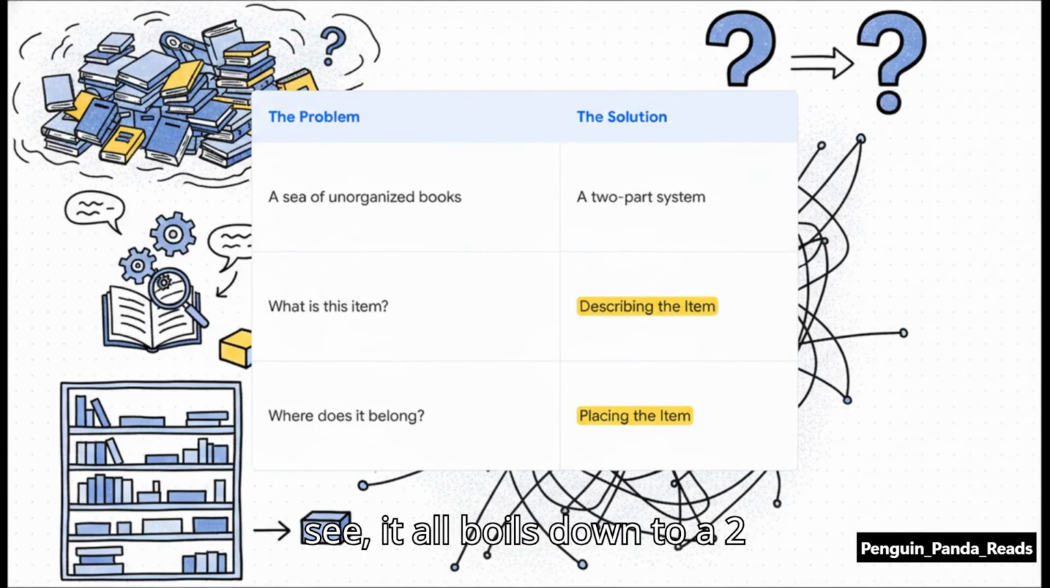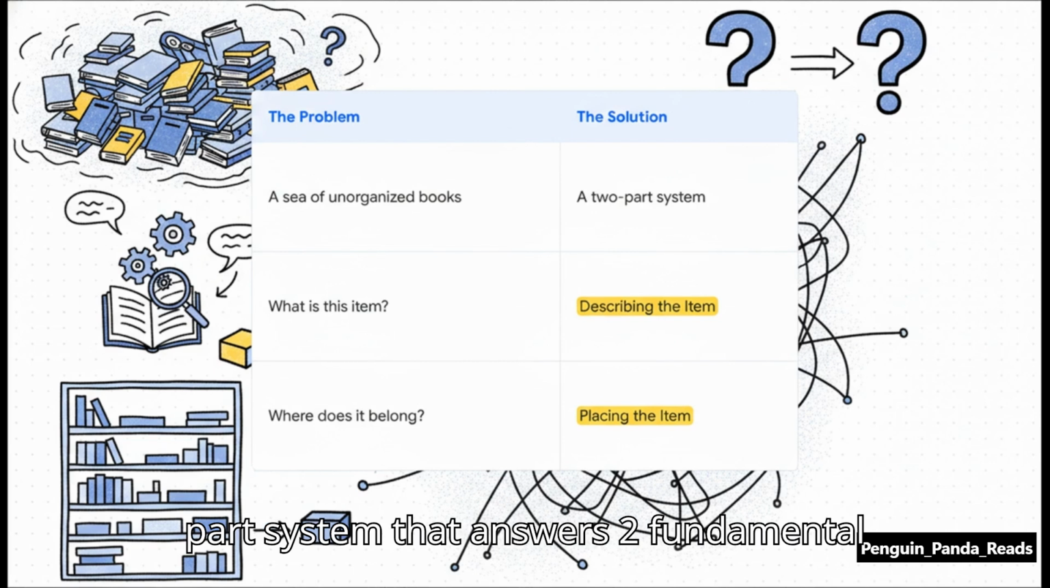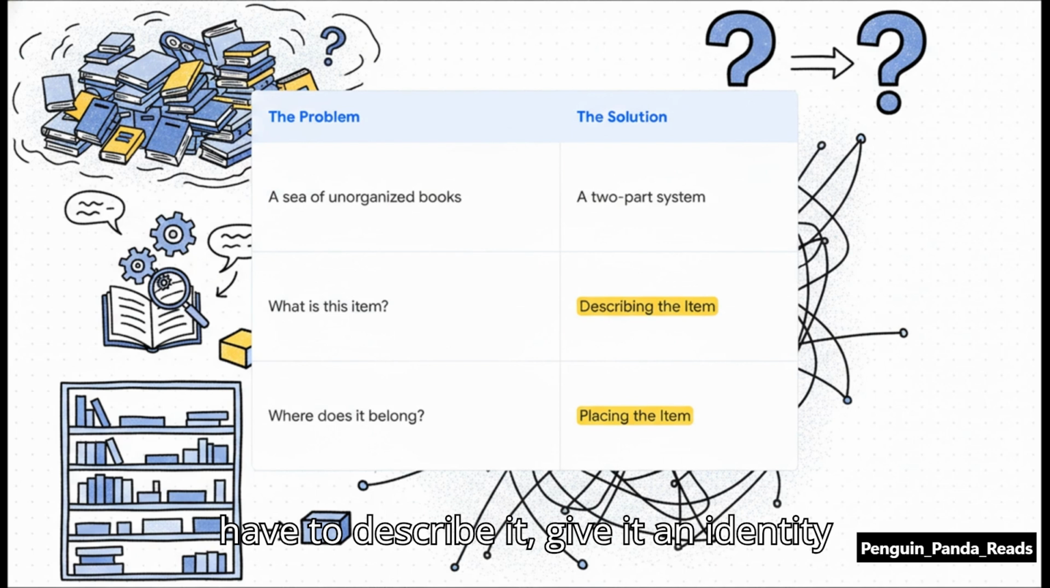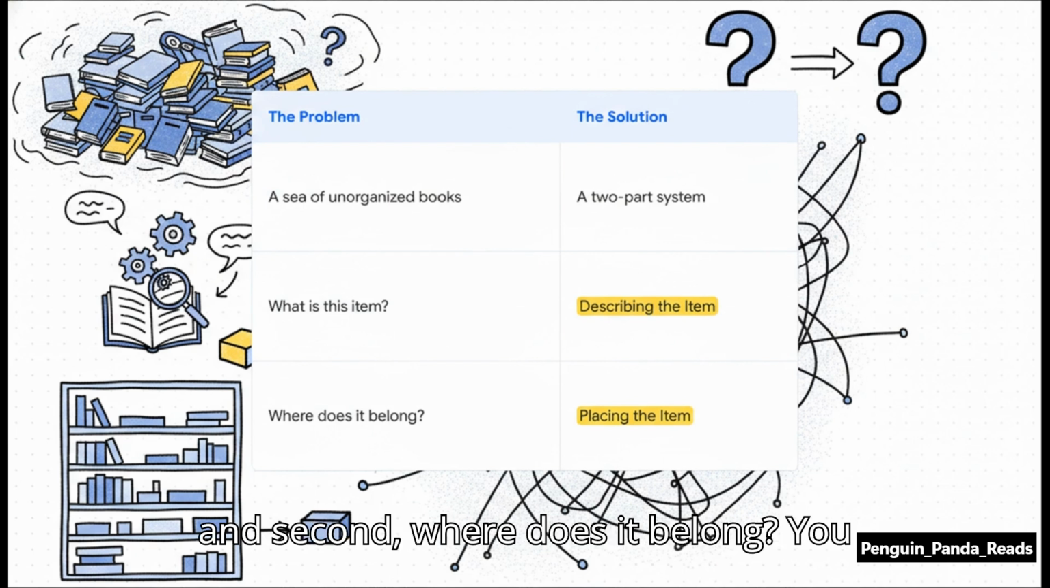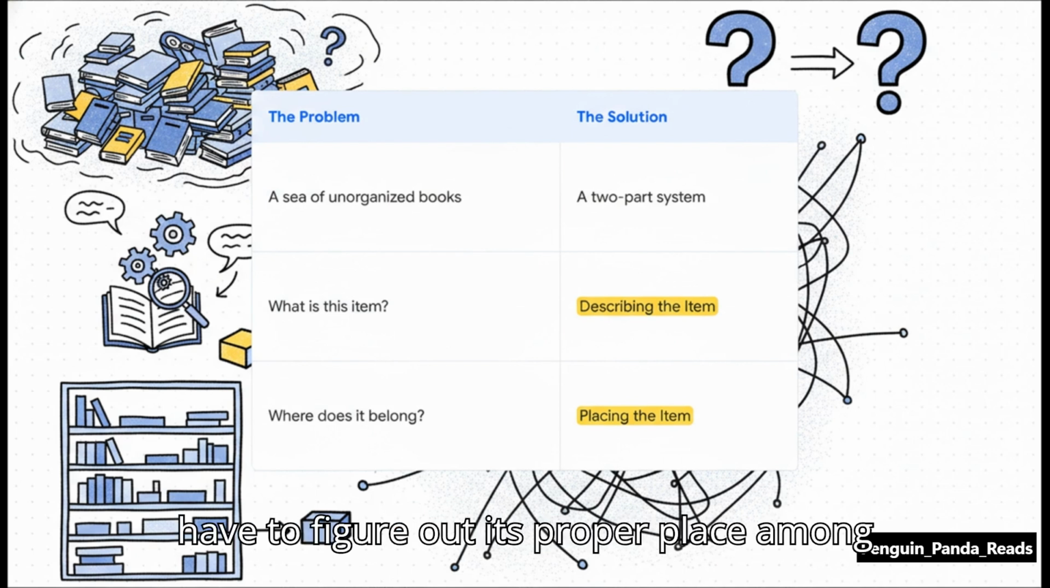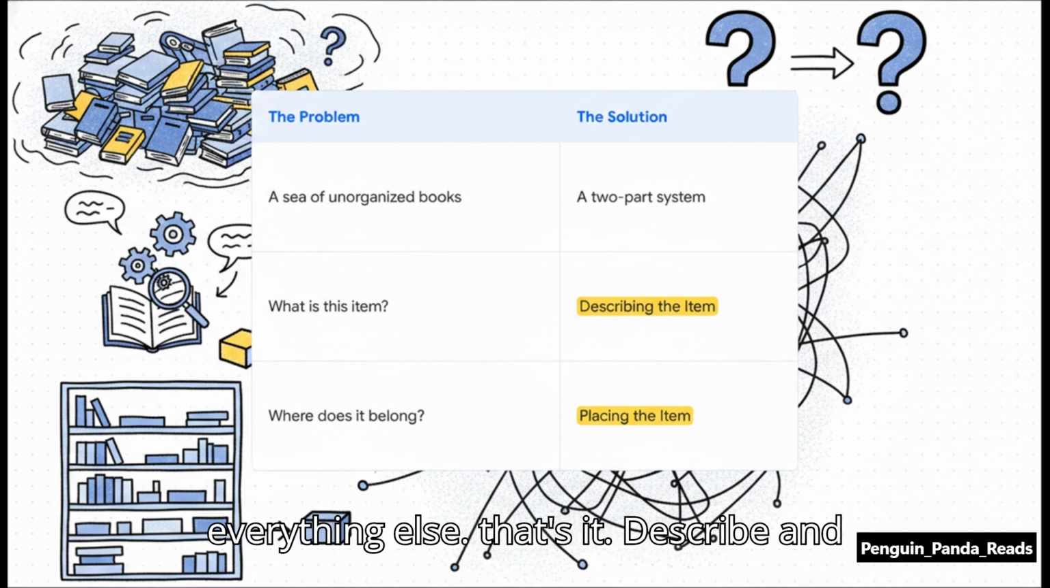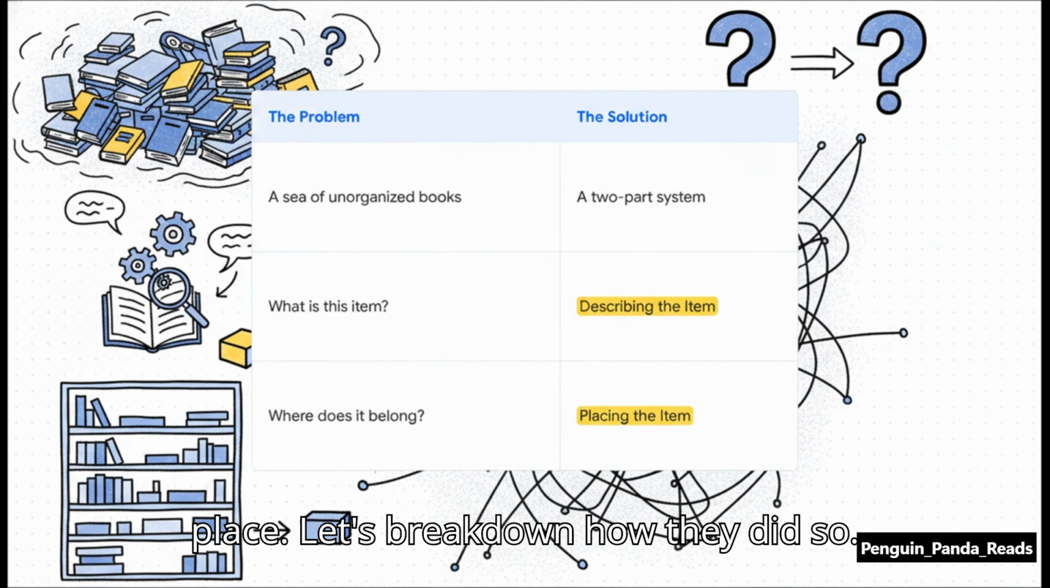You see, it all boils down to a two-part system that answers two fundamental questions. First, what is this item? You have to describe it, give it an identity. And second, where does it belong? You have to figure out its proper place among everything else. That's it. Describe and place. Let's break down how they did it.